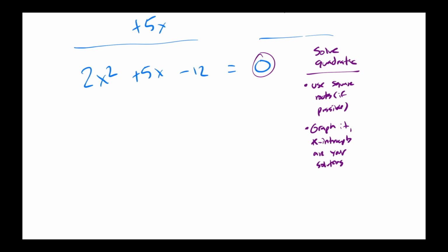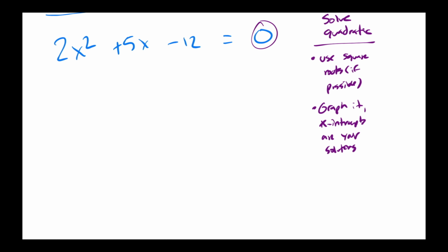Do you guys remember the other ways to solve this? What are the other ways we can solve this? We can use square roots. In this case, we can't, but that is one option if we're doing quadratics, if we just have an x squared and we don't have an x term. So we can't use that here. We can graph it, and the x-intercepts are your solutions, right? We just look at where the x-intercepts are.